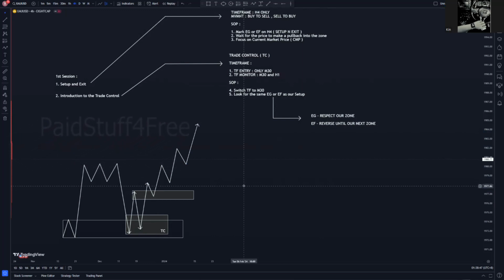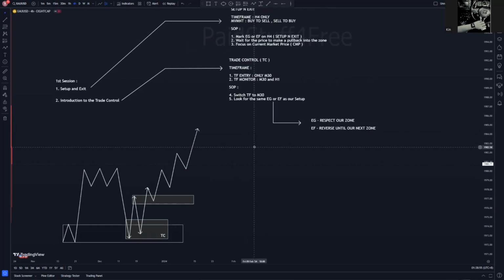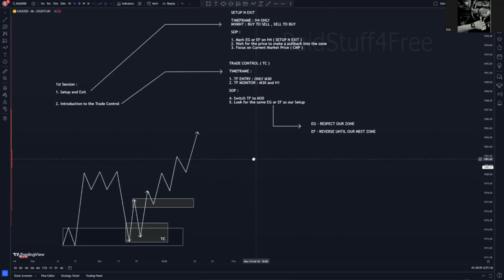Do we ever use H1? We are going to talk about the H1 in the third session. Can I annotate and ask a question? Yeah, sure thing. You can annotate. Can you show on the chart how the price can create EF without EG? Yeah, if we can find one, we will.